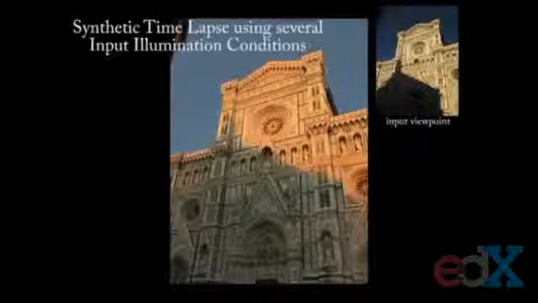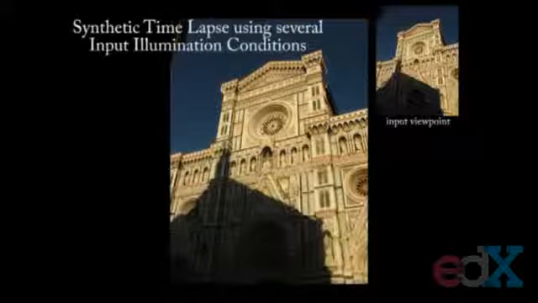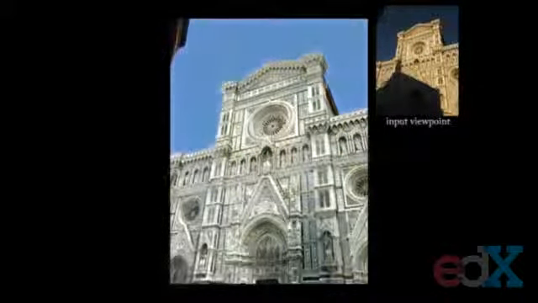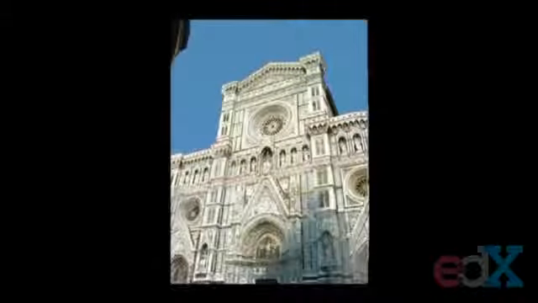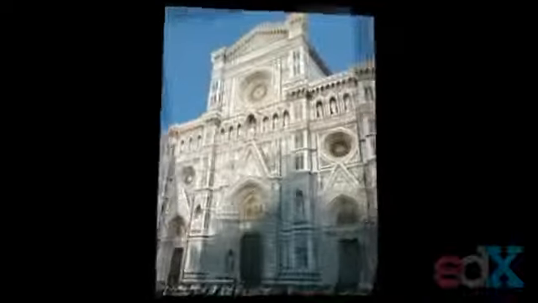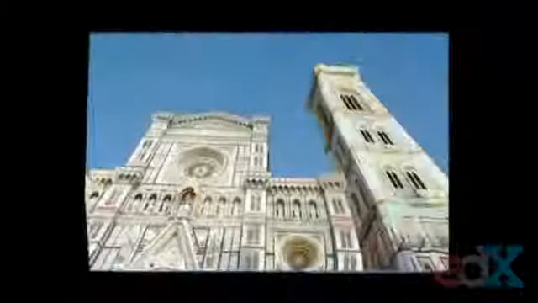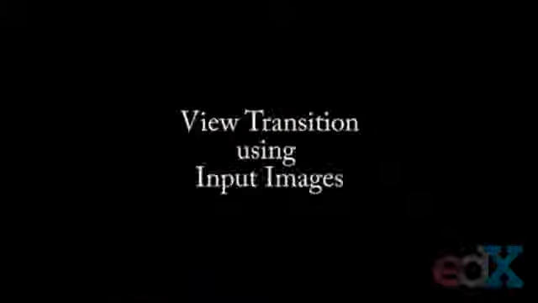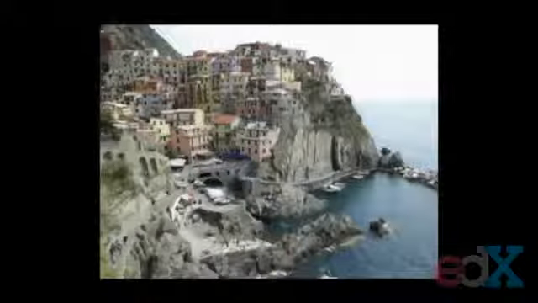We can also generate a synthetic time-lapse by varying the illumination of a given image by transferring the illumination from other images. We now show results on a different scene, a little village in Italy. See how the 3D structure we have computed makes for very seamless transitions, and you notice the 3D geometry of the scene.